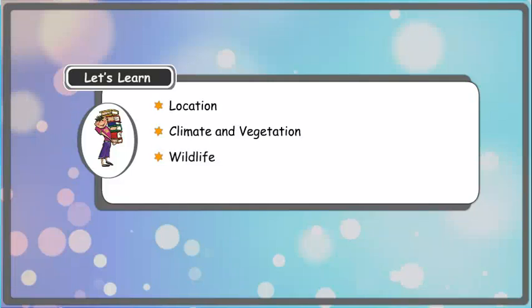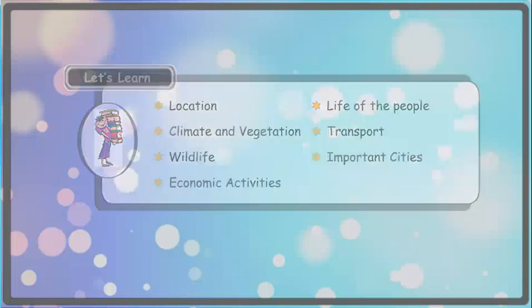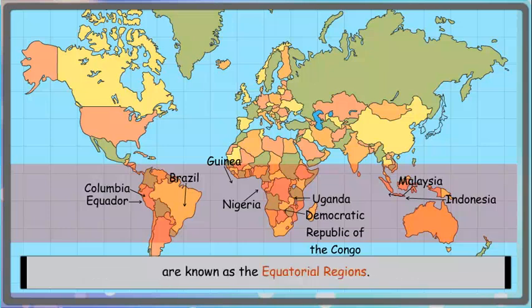Chapter 5. The Equatorial Region, Congo Basin. Let's learn location, climate and vegetation, wildlife, economic activities, life of the people, transport, important cities. The regions lying between 10 degrees north and 10 degrees south of the equator are known as the equatorial regions.